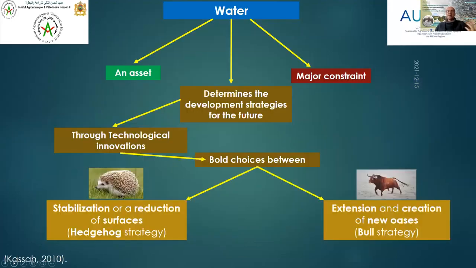Water is an asset, but it's also a major constraint. It determines the development strategies for the future through technological innovation, but we have to make bold choices between either stabilization or reduction of surfaces, which is called the hedgehog strategy, strategiat al-qunfud, or extension and creation of new oases, which is called the bull strategy.